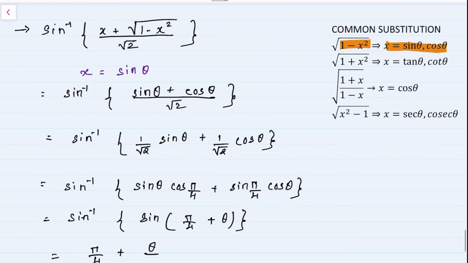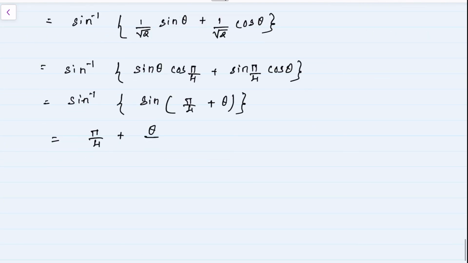But theta was our substitution, so we'll resubstitute in terms of inverse. So we can say theta is nothing but sine inverse of x. So finally what we get is pi by 4 plus sine inverse of x.